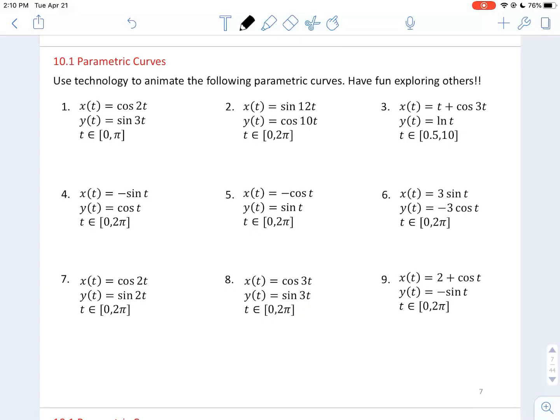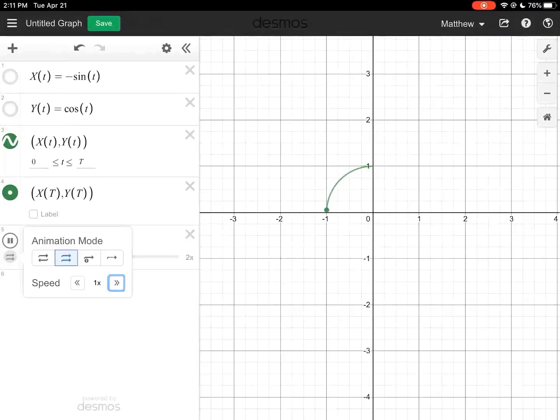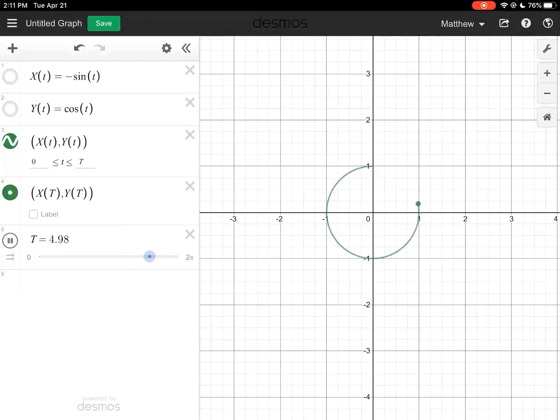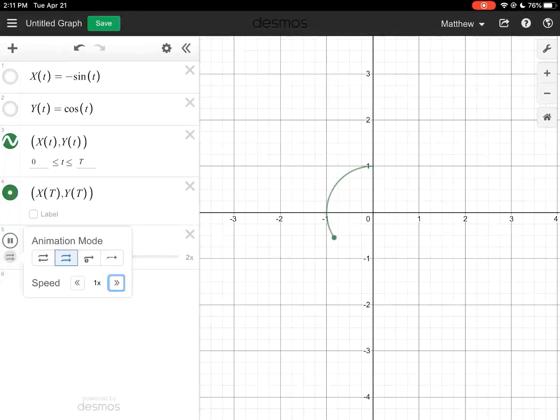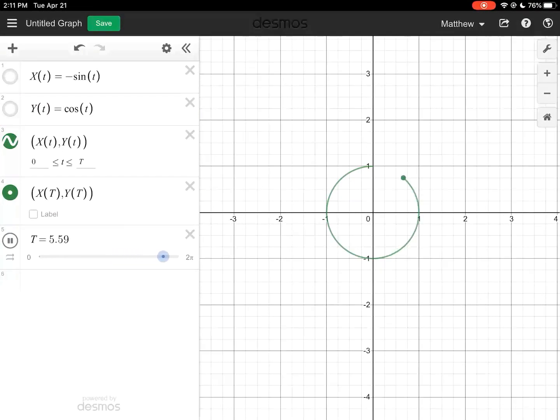Let's go to 4. Negative sine t, cosine t, from 0 to pi. As time varies from 0 to 2 pi, notice what is happening here. Looks like we're getting a circle, centered at the origin, radius 1. It starts at the top of the circle, and it draws itself counterclockwise. And by the time we get to 2 pi, it's finished one full circular path.